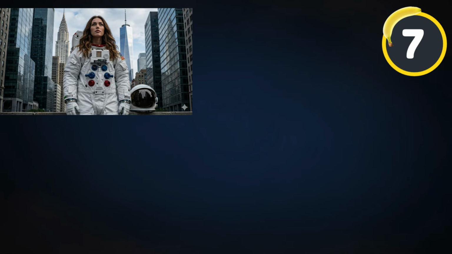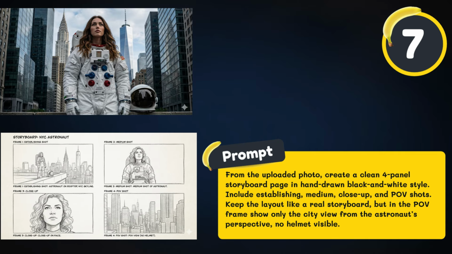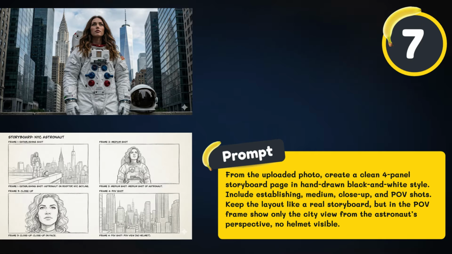For this example, I wanted to see how Nano Banana Pro handles transforming a single realistic photo into a full storyboard layout. I uploaded one image and the model broke it down into 4 different cinematic frames: an establishing shot, a medium shot, a close-up, and a point of view angle, each one reinterpreted in a hand-drawn storyboard style. The model studies the original photo, reconstructs the scene, and then redraws it as if it were part of a film pre-production sheet. The POV shot is especially cool because it now shows the city from the astronaut's perspective without including the helmet, just the way a proper storyboard artist would do it.